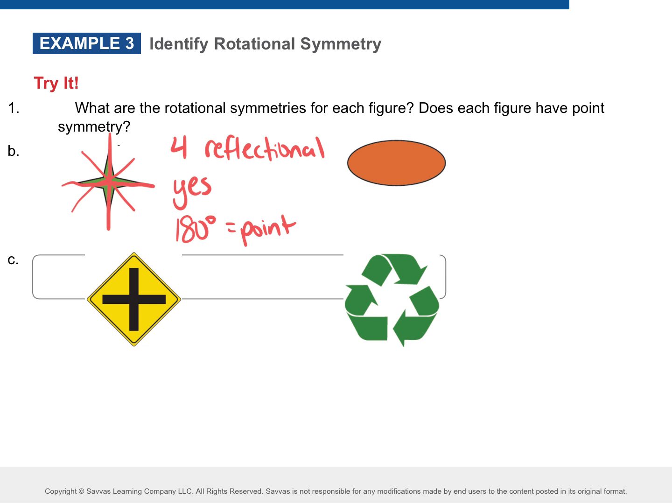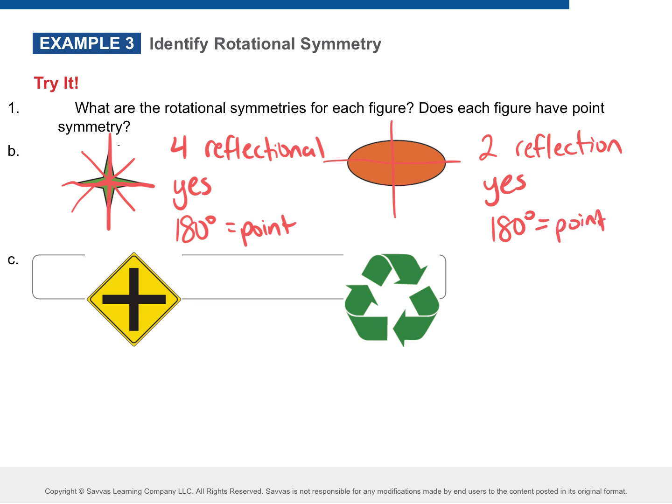Number 3B. How many reflectional? 2. Does everyone agree with 2? Yeah. 2 reflectional. Yep, it has that horizontal line and it has that vertical line. What about rotational? Yes. Does it have point symmetry? Yes, because 180 degrees. Yep.